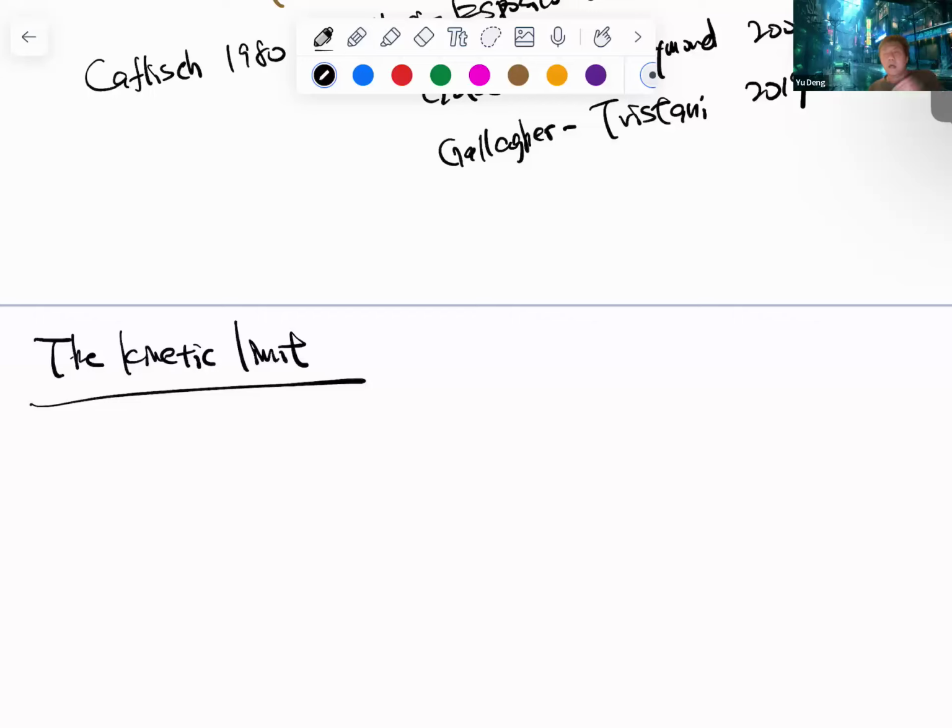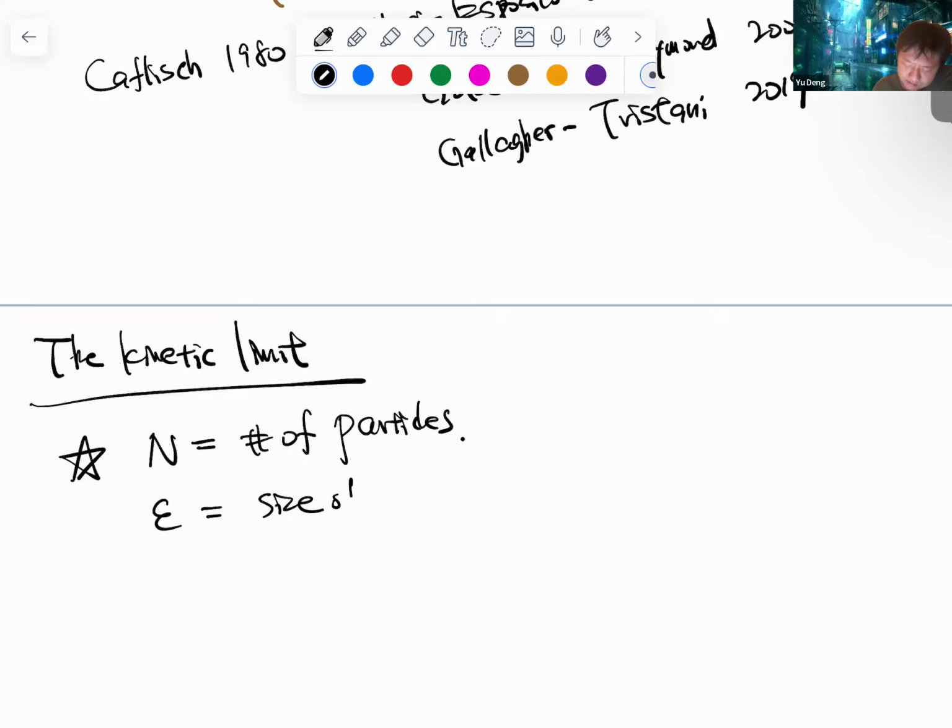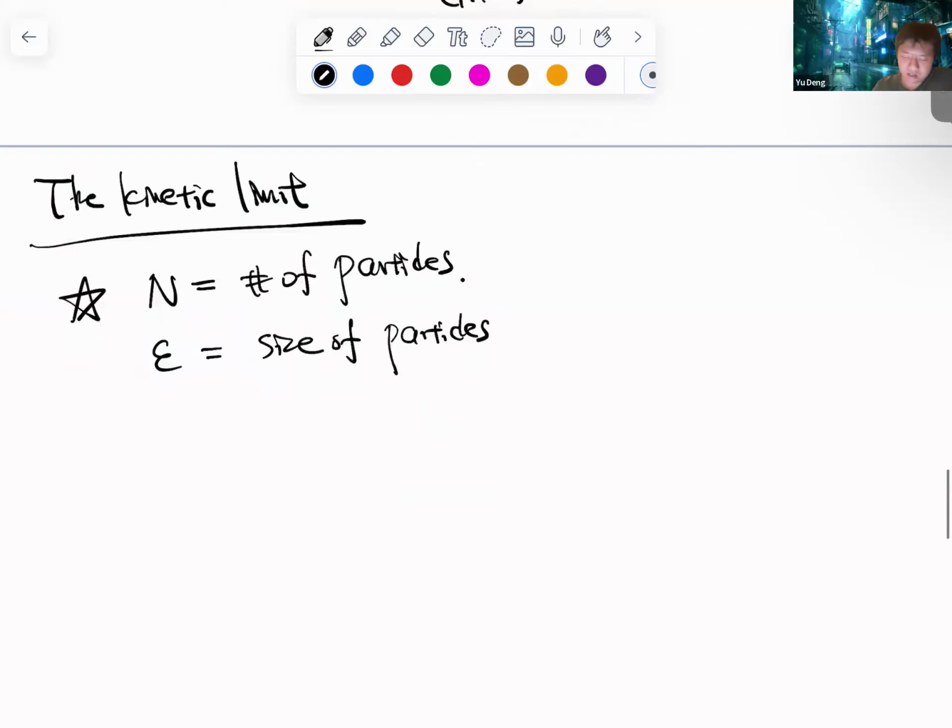Okay. So first, we have n number of particles, and epsilon is the size. If you consider a single particle, let's say we fix one particle here.